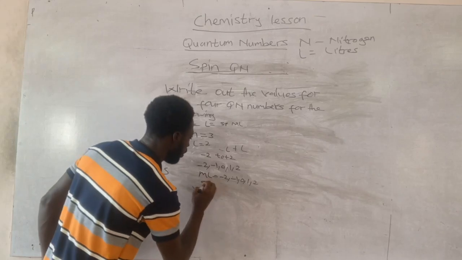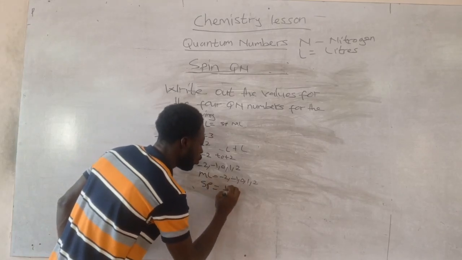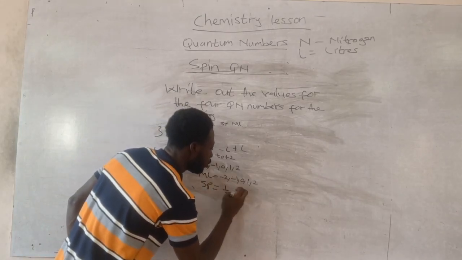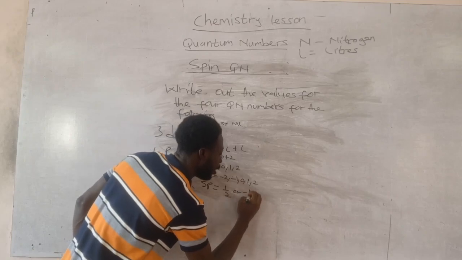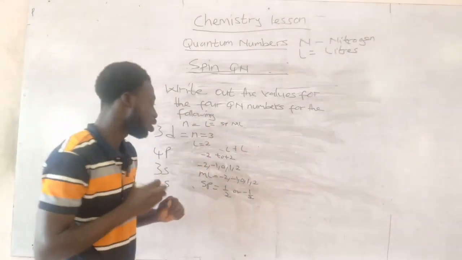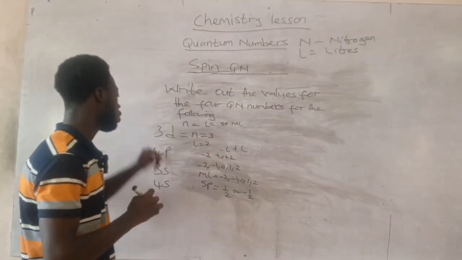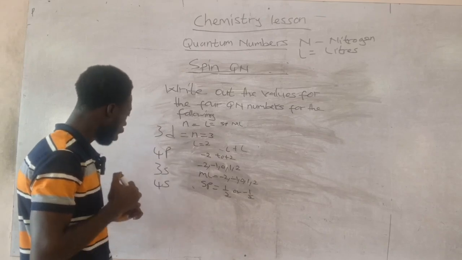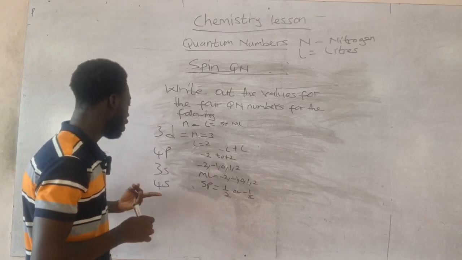Now let's go to our spin quantum number. Our spin here is equal to 1 over 2 or negative 1 over 2. It doesn't change. So you solve the rest of these and leave the answers in the comment section.